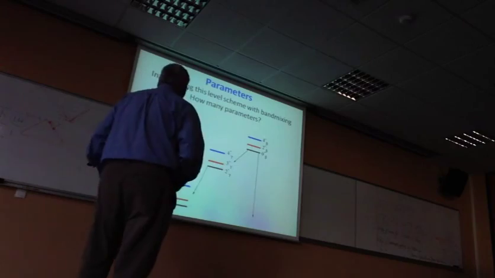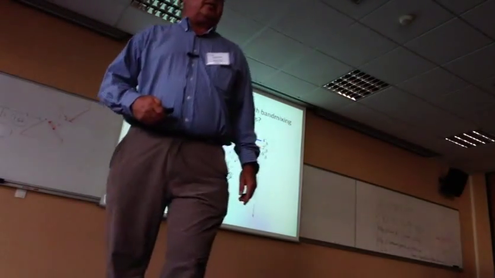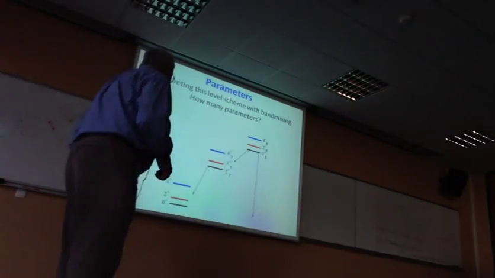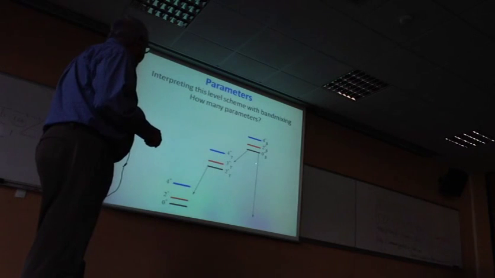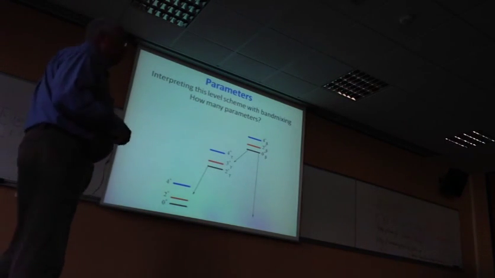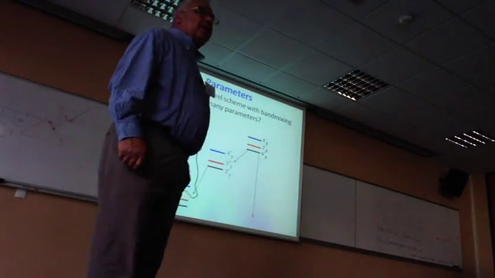Okay. Parameters. Counting parameters is a tricky business, and sometimes they're hidden, but I just want to give you an example of how tricky it could be. Suppose I have a ground band, a gamma band, and a beta band. And suppose I get disagreement with the data, and I say, okay, let's do band mixing and see if we can fix it.